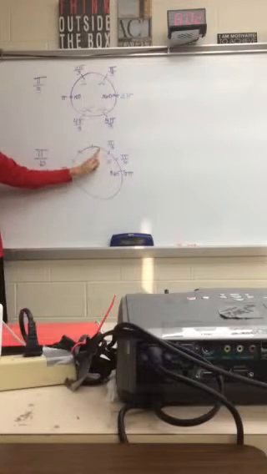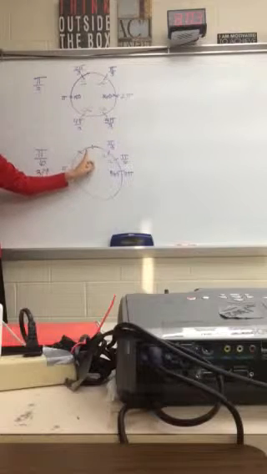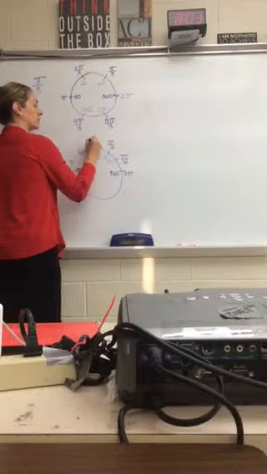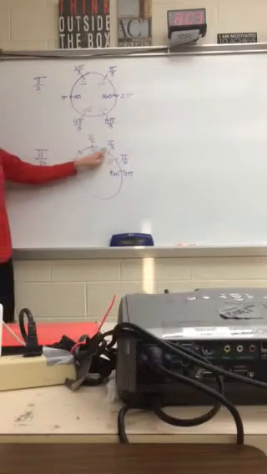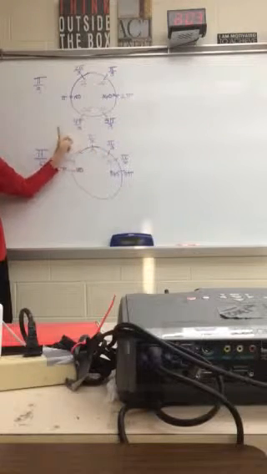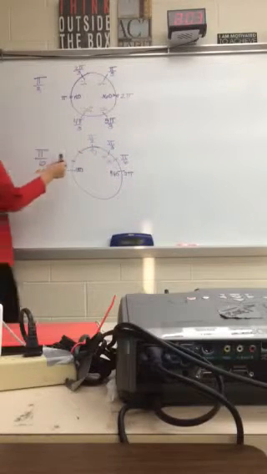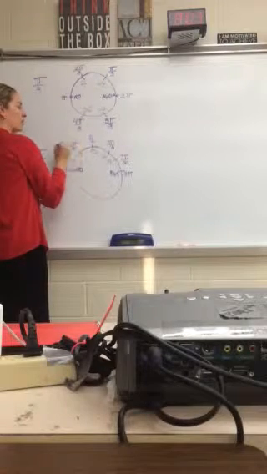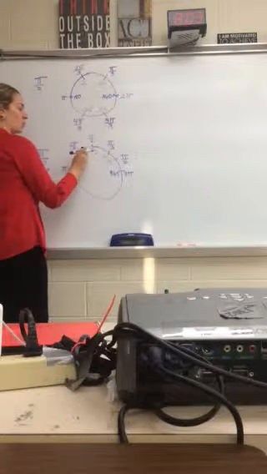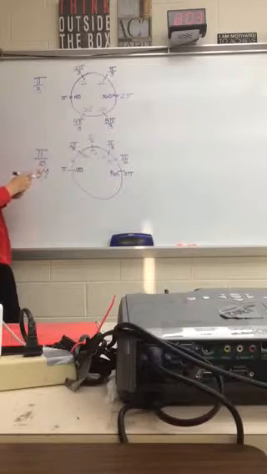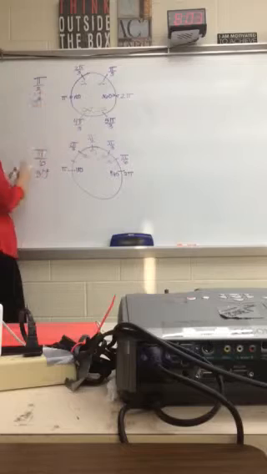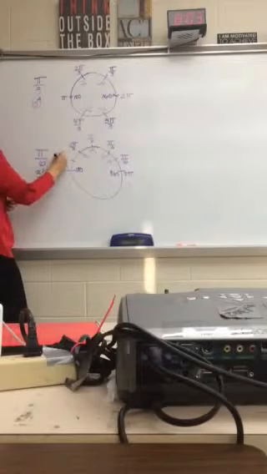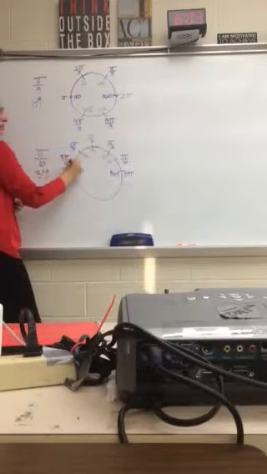Then what's next? 1 pi over 6, 2 pi over 6. What does 3 pi over 6 reduce to? Pi over 2. How many degrees? 90. 1, 2, 3, 4 pi over 6 reduces to 2 pi over 3, which is 120. Then what? 5 pi over 6, which is 150.